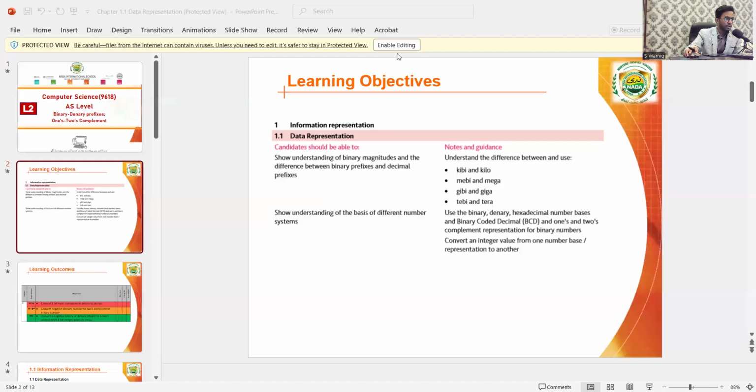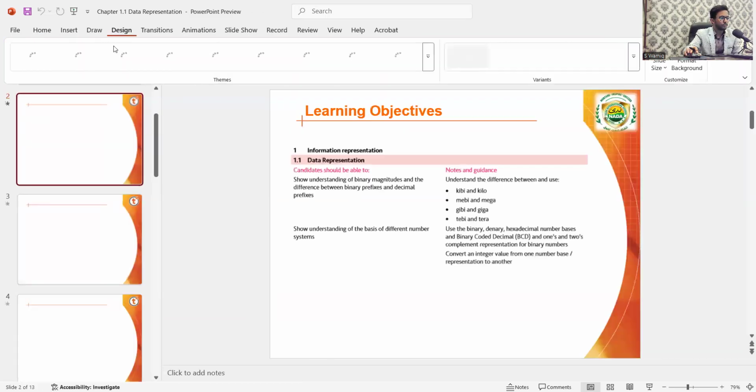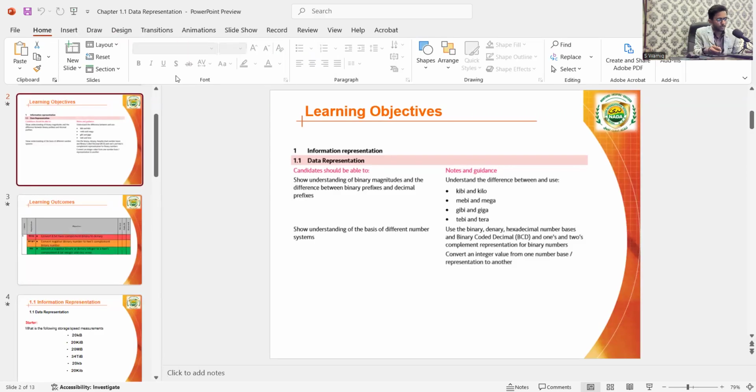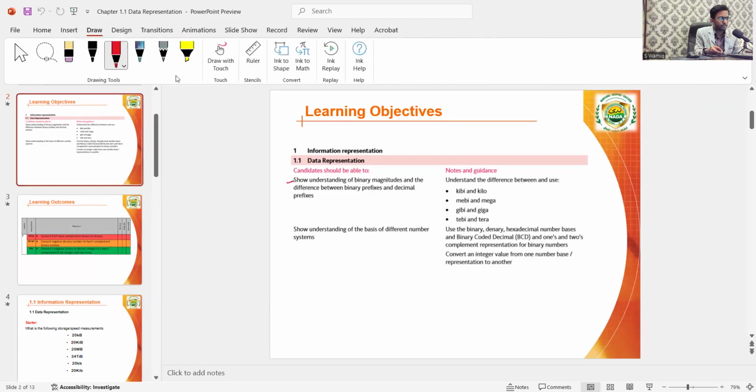Okay, so this is the chapter that we were discussing in our last class, and let me show you the lesson objectives. The first area was that we need to show understanding of binary magnitudes and the difference between binary prefixes and decimal prefixes. We completed this in our last lecture. If you have any queries, please feel free to ask.